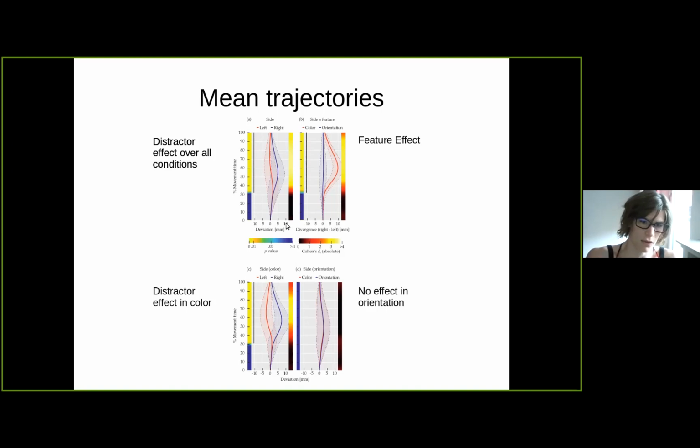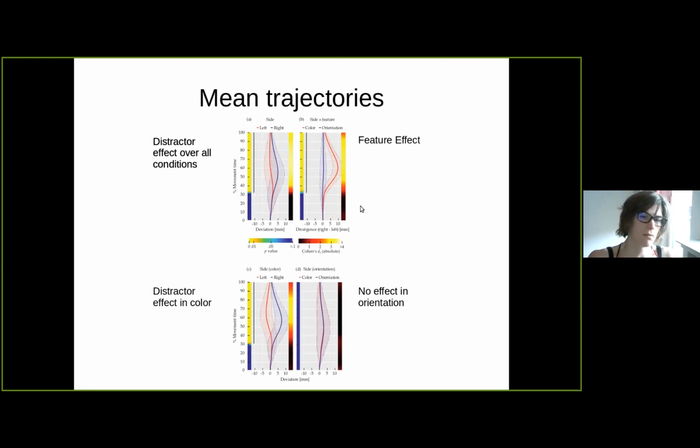And then we would compute Cohen's absolute difference score. So that's the deviation from the direct path for both trajectories. And as you can see here, we have a significant effect of the distractor side in the second half of the movement. That's over all conditions. If we then look at the 2 different conditions, we see that we have this distractor effect in the color condition too, but there is no effect in orientation.